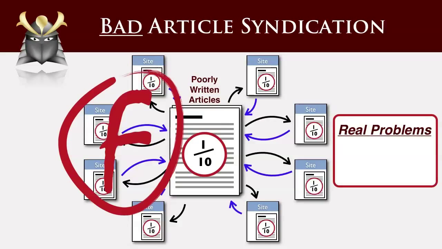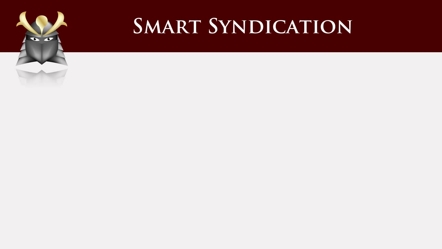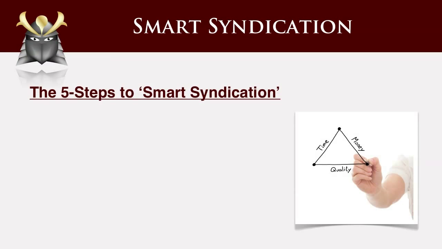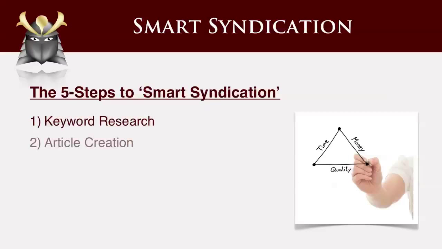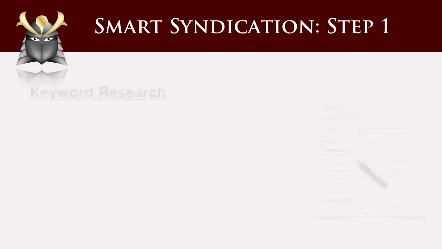However, the real problems with this approach are the quality of their articles and the process they're using for content distribution. So let's now take a look at the right way to do article syndication by examining the 5-step process that we call smart syndication. The 5 steps of smart syndication are keyword research, article creation, content spinning, article submission, and tracking. Let's now look at each of these steps in more detail.